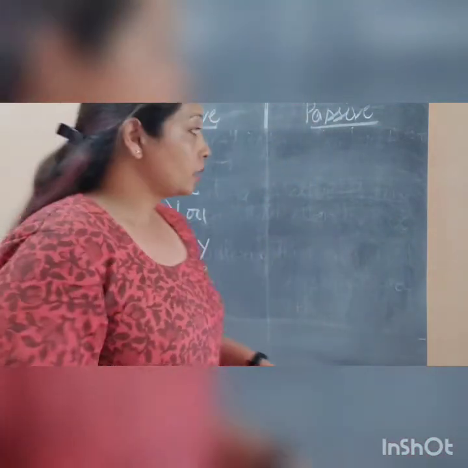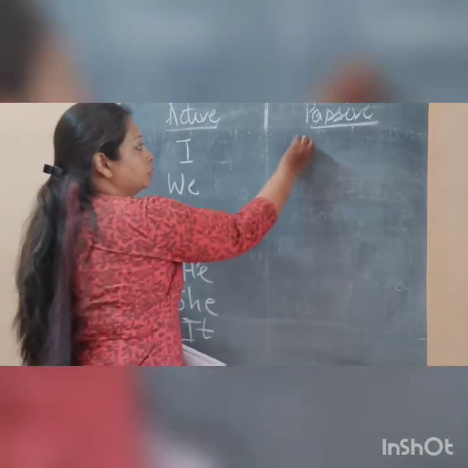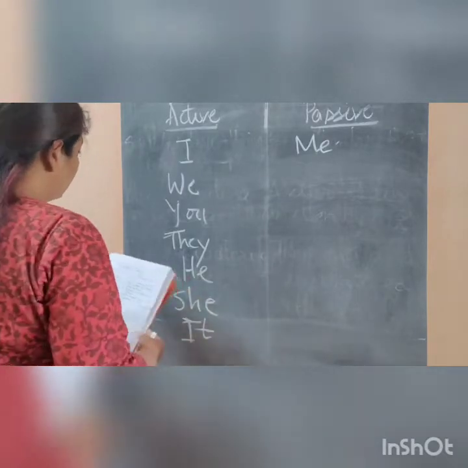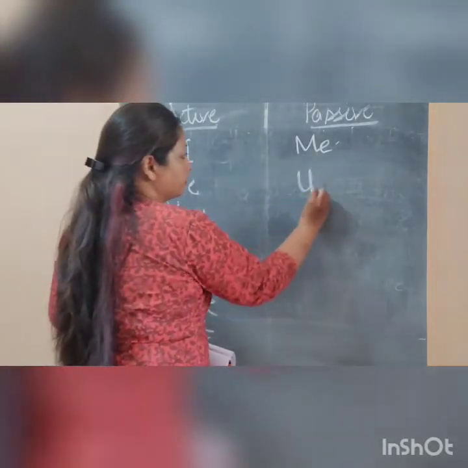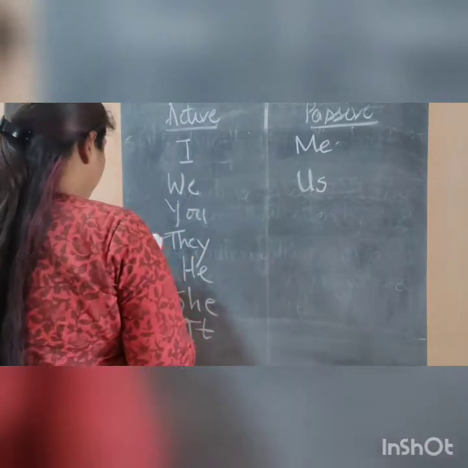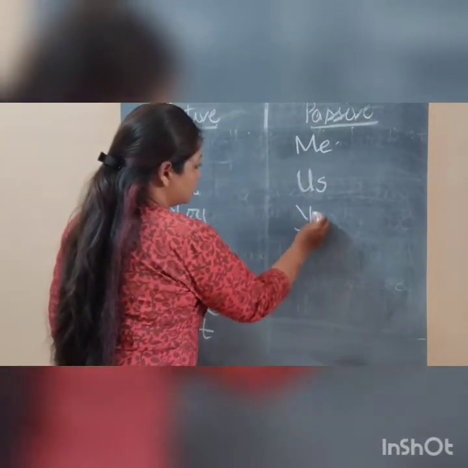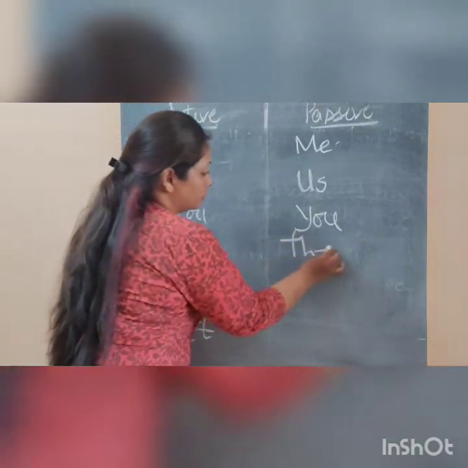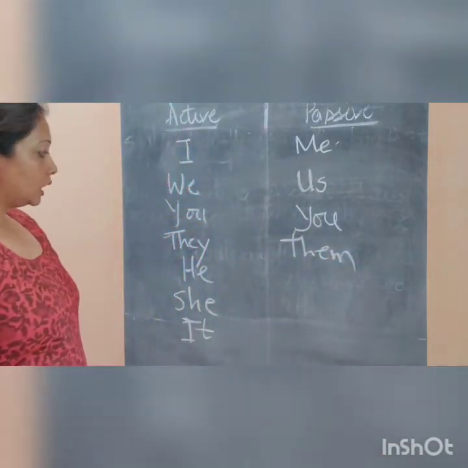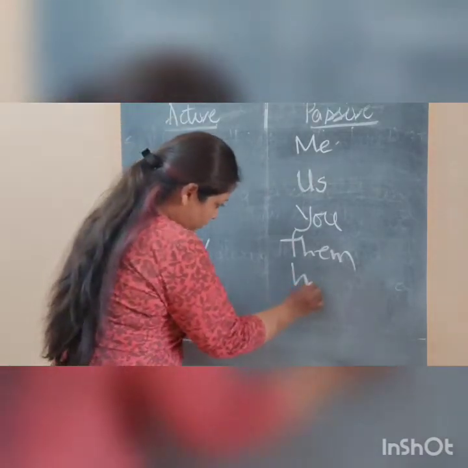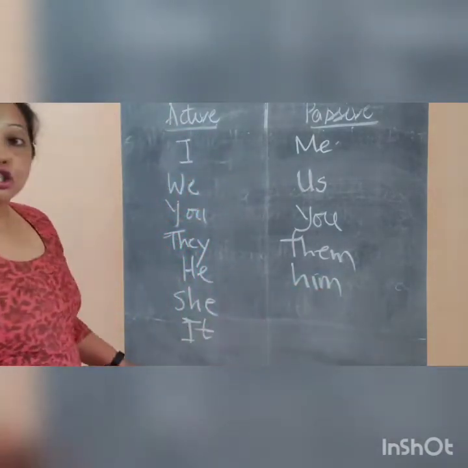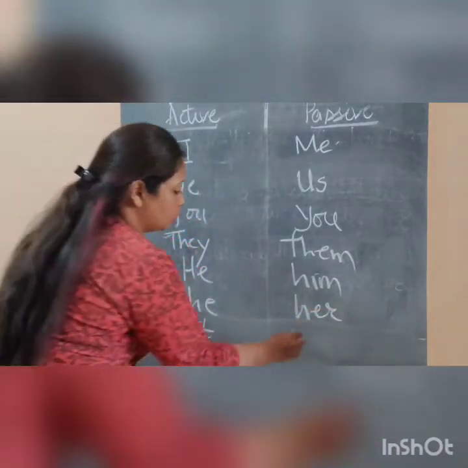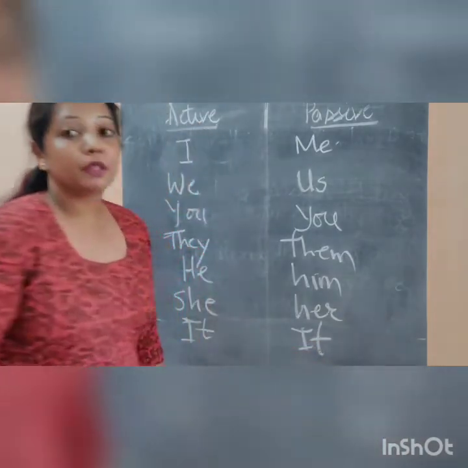For example, "I" will become "me". Then "we" will become "us", then "you" will remain as "you", "they" will become "them", "he" will be "him", "she" will be "her", and "it" will remain as "it".